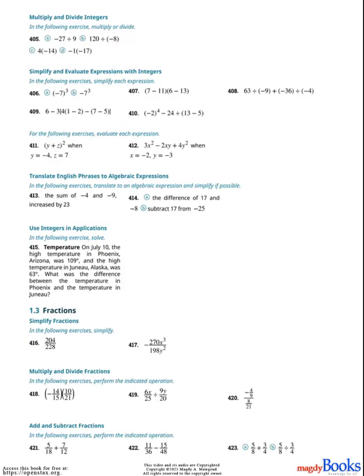1.2.6. Use integers in applications. In the following exercise, solve. 415. Temperature. On July 10th, the high temperature in Phoenix, Arizona, was 109 degrees, and the high temperature in Juneau, Alaska, was 63 degrees. What was the difference between the temperature in Phoenix and the temperature in Juneau?